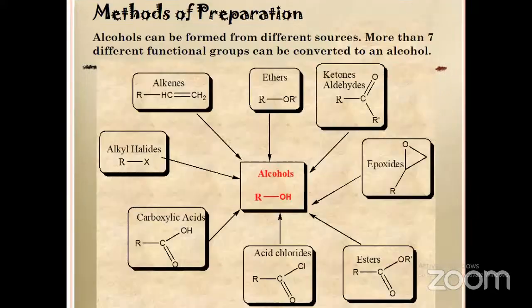Like I said, this is just a review. This slide is very, very important. It tells you that alcohols can be prepared from so many other organic compounds. You can get alcohols from alkenes, you can convert ethers to alcohols, aldehydes and ketones to alcohols, epoxide to alcohol, esters to alcohol, acid chlorides, carboxylic acids, alkyl halides. There are different reagents by which you can convert all these organic compounds to alcohols. So this is also very, very important.